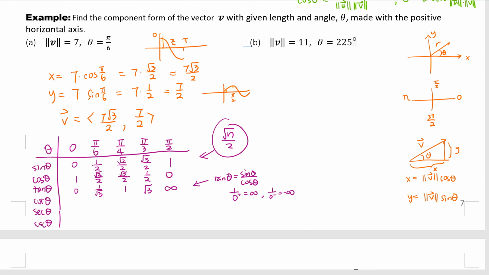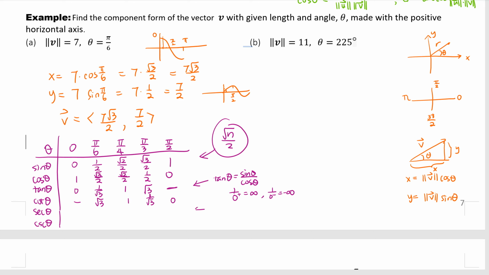Okay, so this is undefined, or you know, there is a vertical asymptote there. So let's denote it as undefined. We know there is a vertical asymptote there. Well, cotangent is the reverse order of tangent, right? So undefined, root 3, 1, 1 over root 3, and 0.